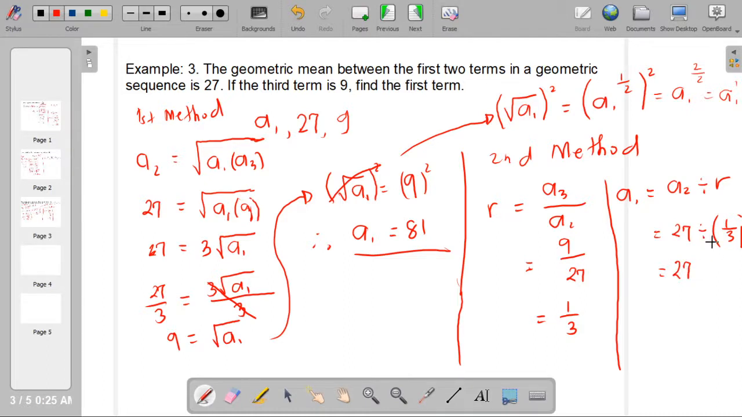Di ba pag mag-divide ka og fraction kay kuhaon naman nimo iyang reciprocal, then mahimo na siya multiplication. So the operation becomes multiplication, but we need to get the reciprocal of 1/3. The reciprocal of that is 3 over 1 or 3. And when you multiply 27 and 3, the answer is 81. So kuha gyapon nato ang atong a sub 1.